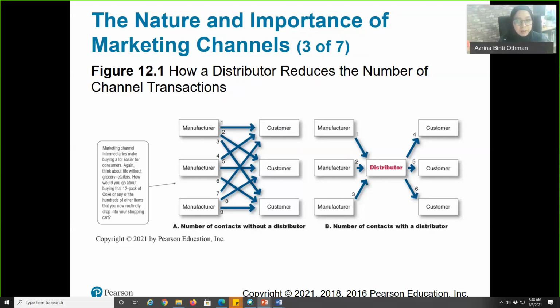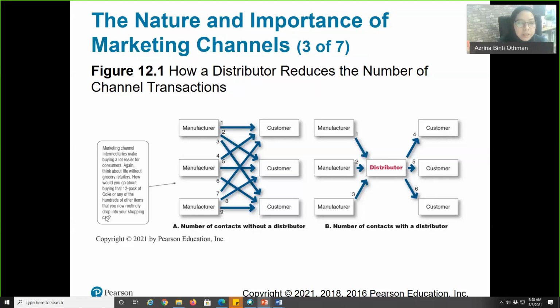So we have channel members. When we appoint a channel member, you will see it much more organized. From the manufacturer, you will contact the distributor, the wholesaler, and the retailers, and this distributor will deliver the products to your customer, perfectly. So this is what we want to have in our marketing channel or distribution channel.